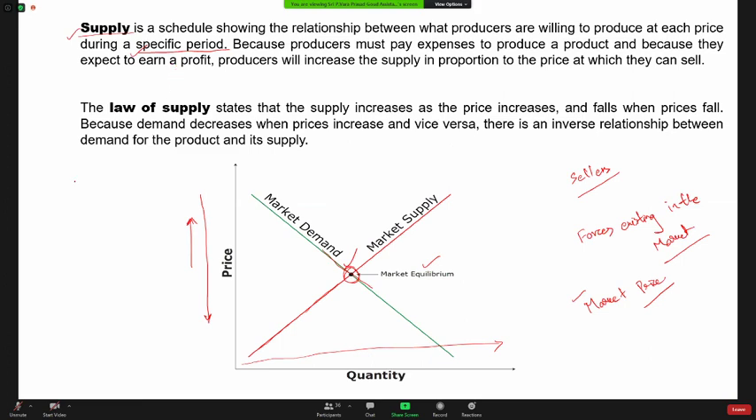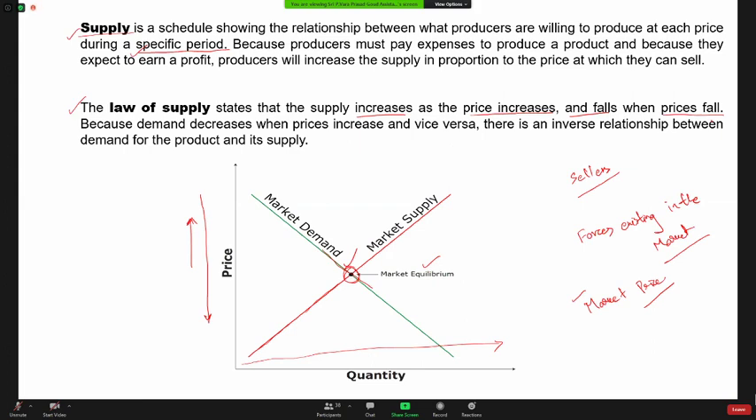Then, as we know, the law of demand says there is an inverse relationship: the lesser the price, the more the consumer is willing to buy, or the higher the demand. But the law of supply is opposite to this. The higher the price, the more the seller is willing to sell. Supply increases as the price increases. That is the law of supply, and it falls when the prices fall. Exactly, but opposite.